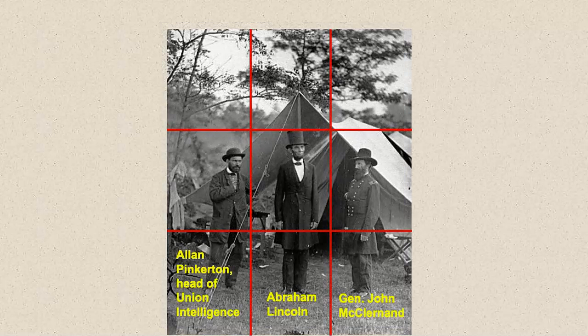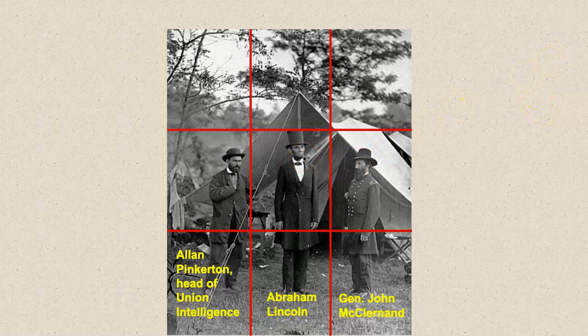The man in the top hat is indeed Abraham Lincoln. On the left is Alan Pinkerton. He was the head of Union intelligence. And on the right is the Union General John McClernand. This picture shows Lincoln's face in the center section.